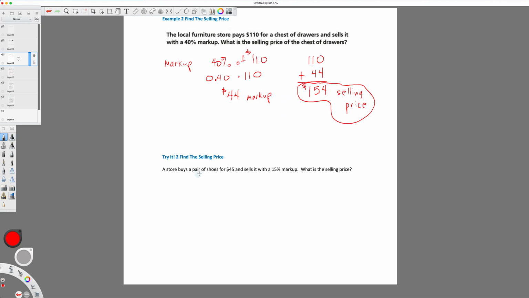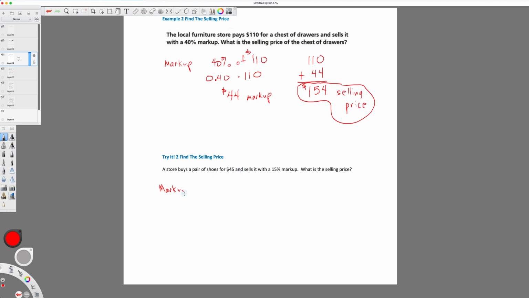So here we go. Let's do another one, finding the selling price. This one is very similar, just different sort of numbers. This time a store buys a pair of shoes for $45 and sells it with a 15% markup. What is the selling price? Well, it's going to be higher than $45 because they marked it up. So let's figure it out. Let's find out how much markup there is.